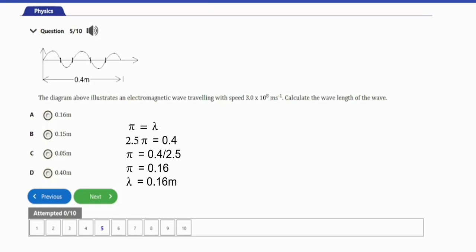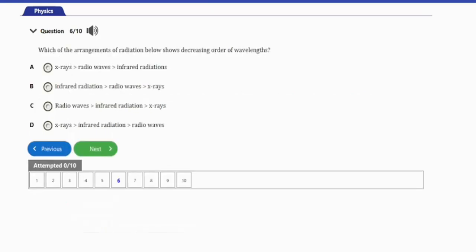Let's go ahead and consider the next question, question number 6 here. It says, which of the arrangements of radiation below shows increasing order of wavelengths? A, we have X-ray, radio waves, infrared radiation. B, we have infrared radiation, radio waves, X-ray. Then C, we have radio waves, infrared radiation, and X-rays. Then D, we have X-rays, infrared radiation, and radio waves.